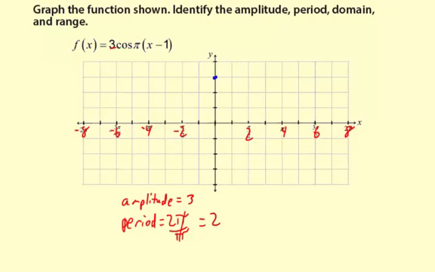So the amplitude is 3. We'll start up here at 3. And then the period of the function is 2, so at x equals 2, we'll have the maximum again. And then I'll just use my understanding of the shape of the cosine function. Halfway in between the maximums is the minimum of negative 3. Halfway in between those is the zeros. Okay, so this would be one cycle of the function here.